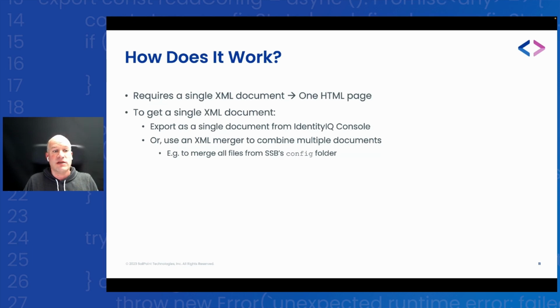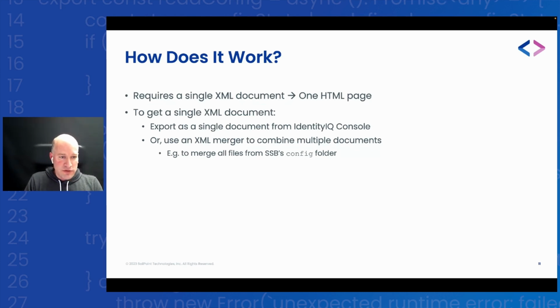Another option is to use an XML merger. I'll provide a link at the end of this presentation to a tool that merges all the separate objects into a single one. And you can build your custom IdentityIQ, and then from the config folder or the config custom folder in your IdentityIQ build, you can just create a single XML object using that merger.